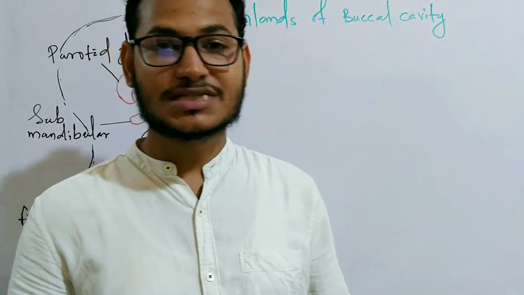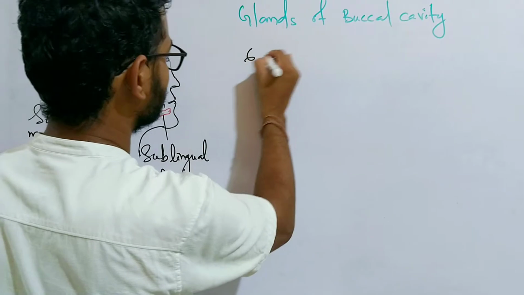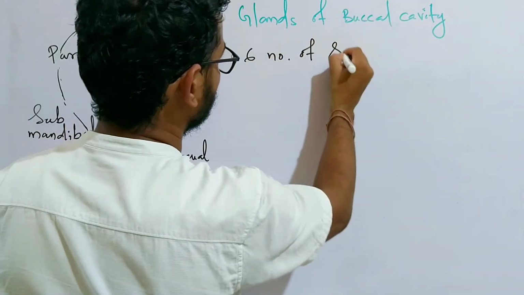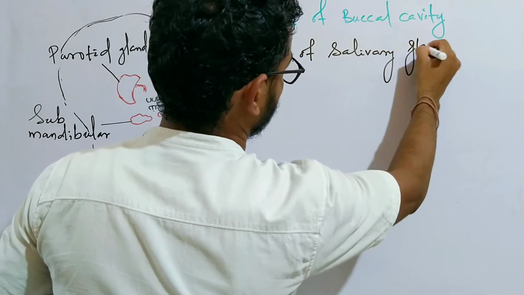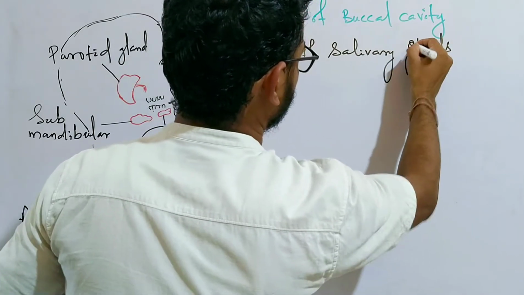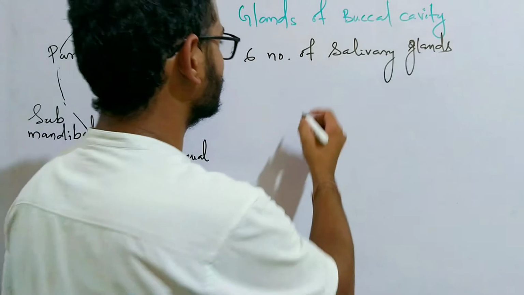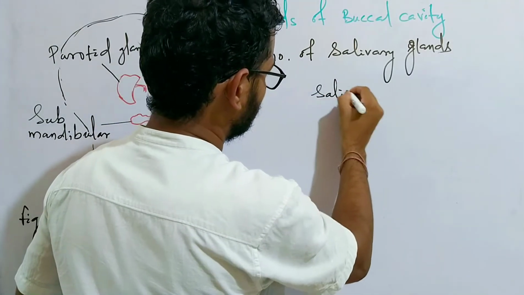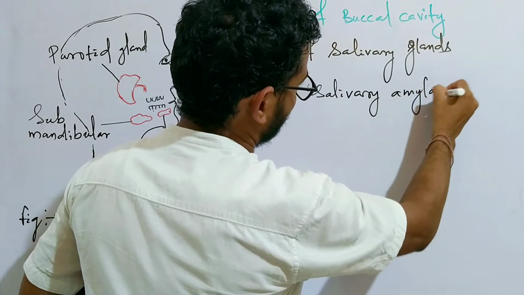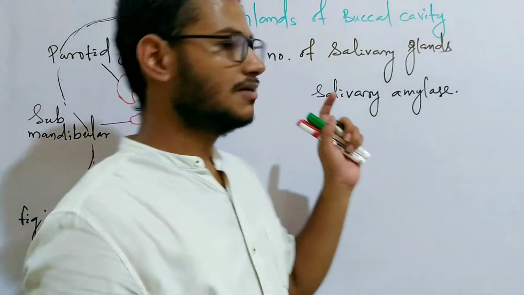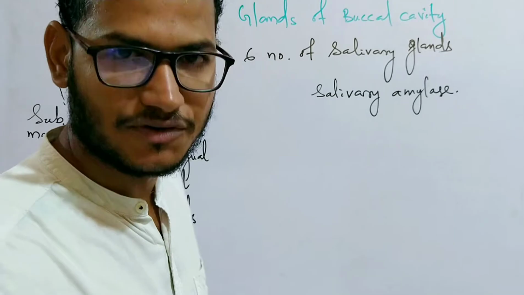Clear? So, 6 salivary glands. Okay, so these glands secrete what? Salivary amylase, which is also called saliva.